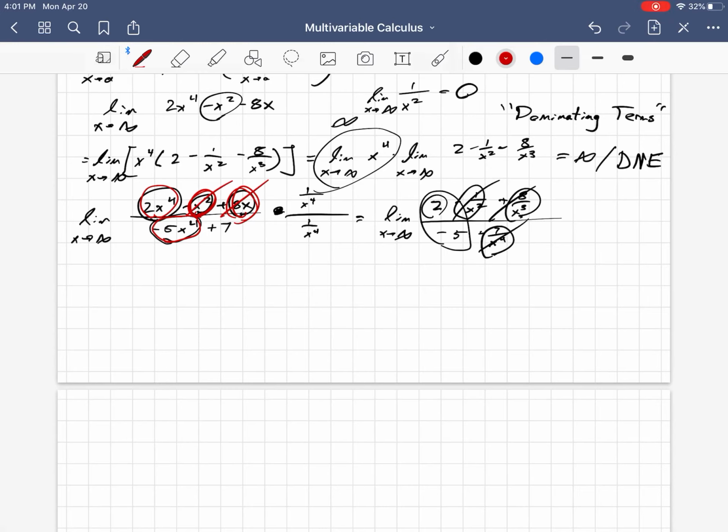But this negative 5x to the 4th is going to be like negative 5 Brazilian million trillion. I'm counting like Joe Biden. But it's going to get massive.